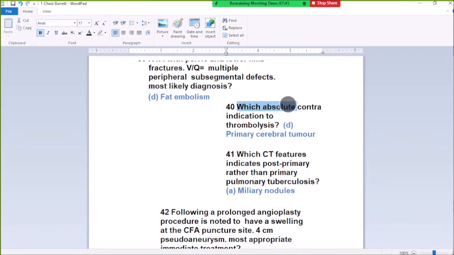40. Which is an absolute contraindication to thrombolysis? Primary cerebral tumor is the absolute contraindication to thrombolysis because it also has a risk of hemorrhage.